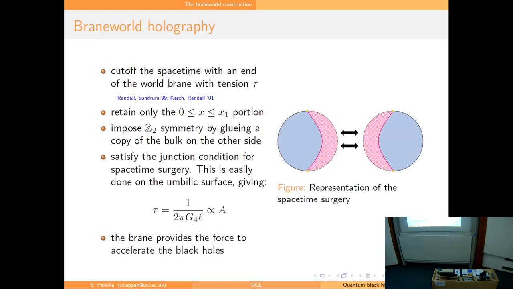And when you do that, the umbilic property of the x equals 0 surface really helps you a lot, because when you're gluing two spacetimes together, you need to make sure that you're satisfying something called the Israel junction conditions, and they basically reduce, because of these umbilic properties, to just having the tension of the brane being the thing that gives you the acceleration of the black hole. And that makes sense physically, because we have removed the cosmic string, so something needs to accelerate the black hole, and that something is indeed the brane that we're going to do holography with, fundamentally.